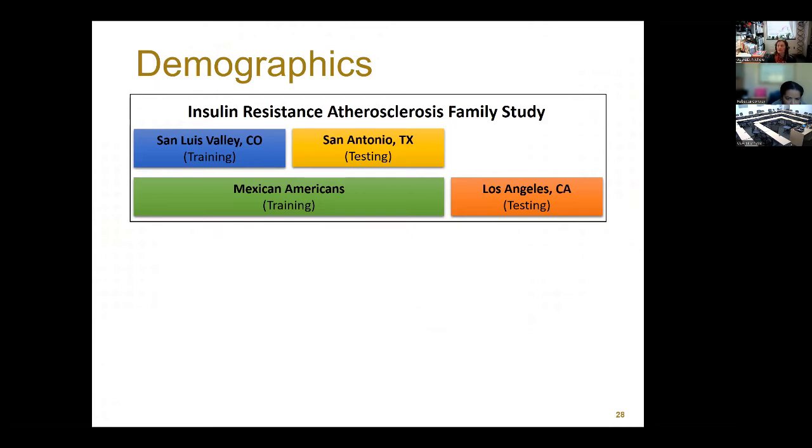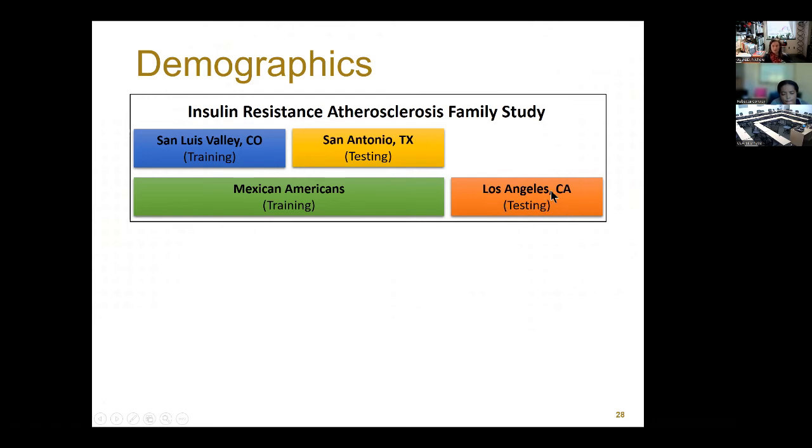So the study design for this work is a little different and includes not only our IRAS family study Mexican American cohort, but the first iteration, which is limited to our Mexican American cohort, includes San Luis Valley, Colorado, which we set up as our training set, and San Antonio, Texas, which is going to be our testing set. Then in our second iteration, we actually combined these two into a single training set in our Mexican American cohort. And then we had our testing set now including our African Americans from Los Angeles, California.